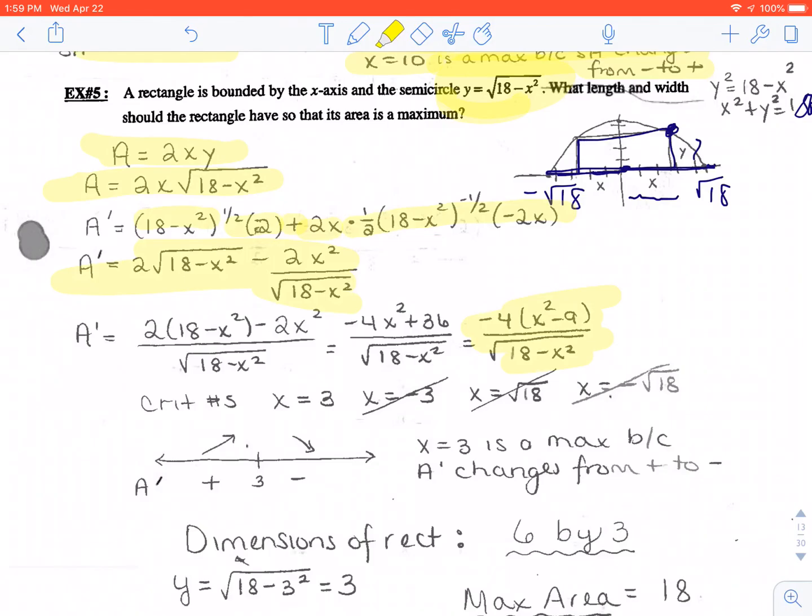There are 4. Negatives aren't going to make any sense here because I'm trying to find out what that x is in the first quadrant and then I can figure out the area. Root 18 doesn't make sense because that's beyond what x could be. That was the radius of the semicircle. So the only feasible solution would be x is 3.